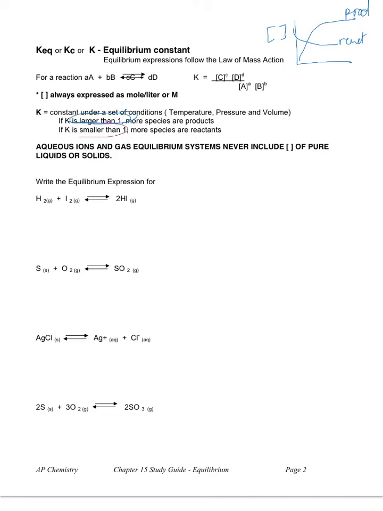If K is smaller than 1 and you are doing products over reactants, that means that at equilibrium it looks like this. There are your reactants, here are the products, and so that tells you that you have more reactants than you do products at equilibrium. So that's the significance of K. The larger K is, the more product favored this reaction is. The more products are going to be at equilibrium. The lower K is, so if K is a really, really small number, that means reactants are favored for this reaction at equilibrium.